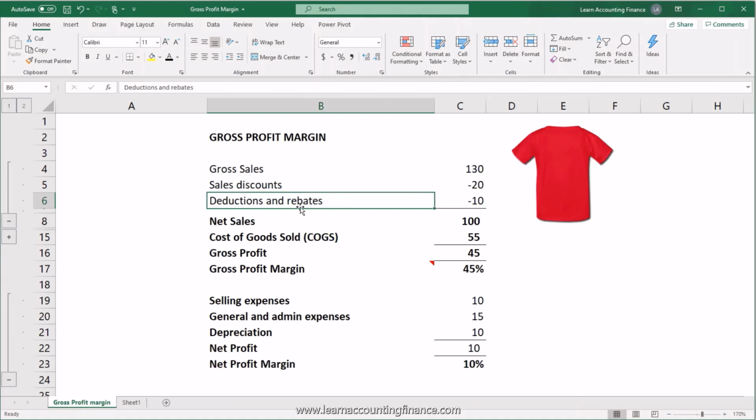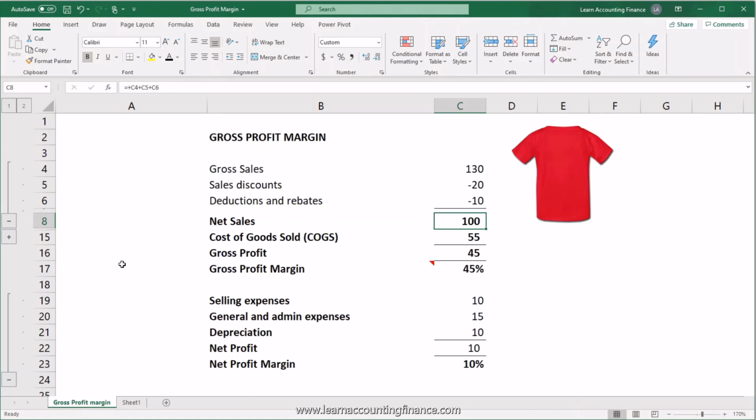Now, when you are selling one t-shirt, I don't expect you to issue other deductions and rebates, but let's say you have a business and you have a relationship with a customer, and in that case, you have offered them other deductions and rebates and commissions. Anyway, the point is that there is a deduction which reduces your gross selling price, and in the end, your net sales is your gross sales minus all the discounts and deductions.